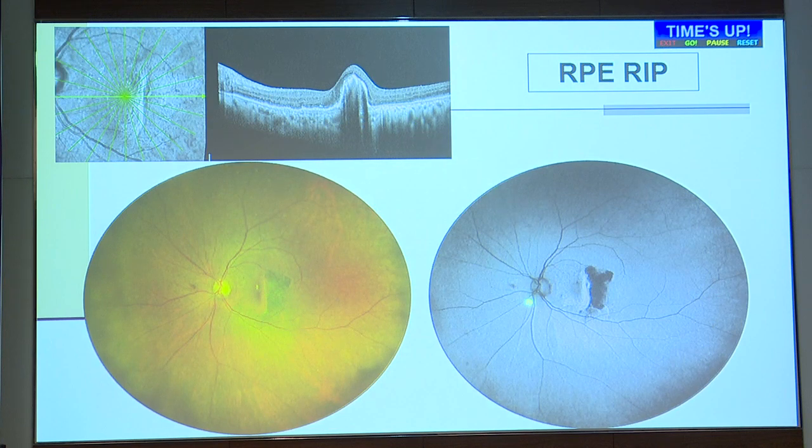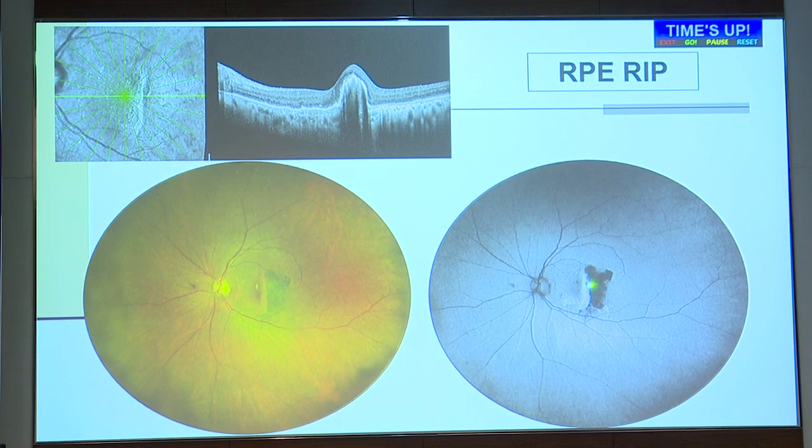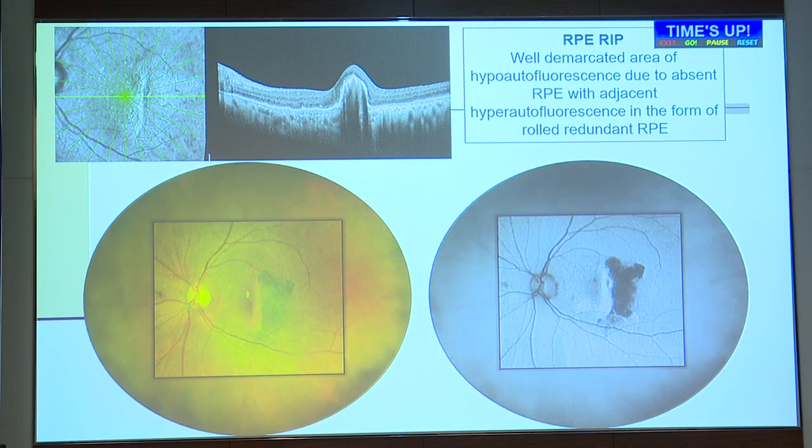Now, RPE rip can be very elegantly seen on ultra-wide field. This is exactly opposite of what will happen in a fluorescent angiogram. So here you'll get a complete dark area where the RPE is ripped off, and the scrolled up RPE will appear as hyper-autofluorescent.